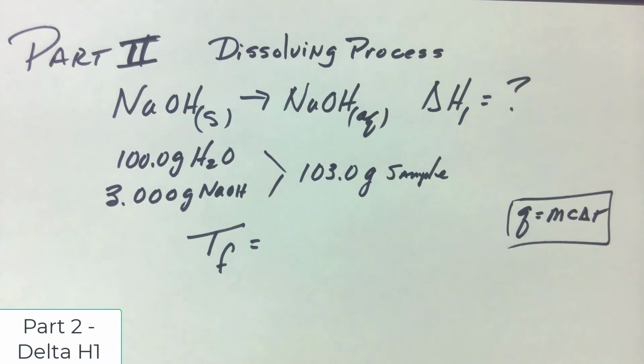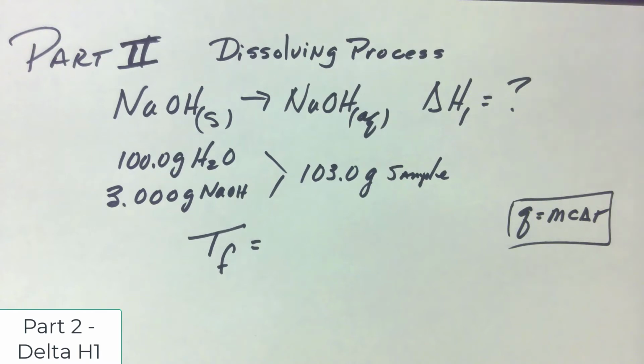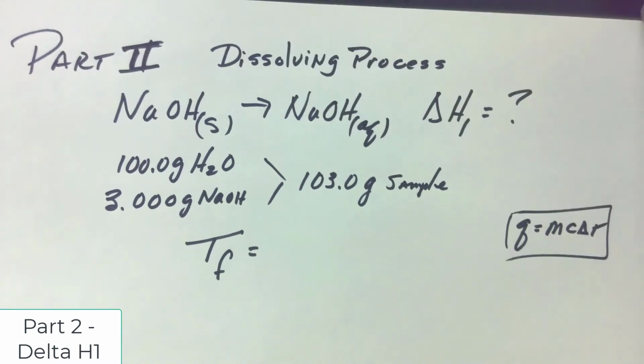We'll take the temperature every 30 seconds and record that data, and then we will determine our delta T, our final temperature. So now I'm going to weigh out 3 grams of sodium hydroxide.